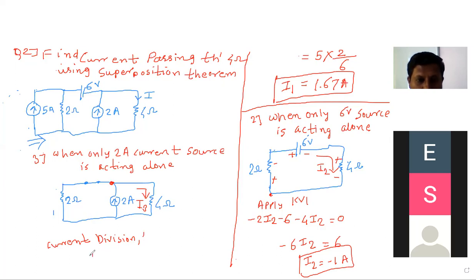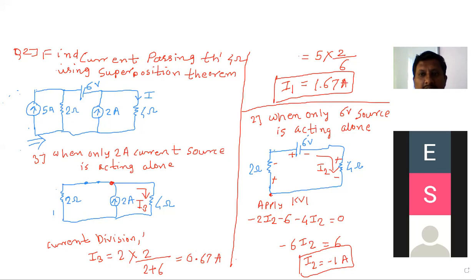So here I3 is equal to the total current, 2 ampere, into the opposite branch, 2, divided by 2 plus 6. So 4 divided by 6. That is 1 by 3. Sorry, 2 by 3. 2 by 3, that is 0.67. So 0.67, 2 by 3. So that will be the answer of I3.